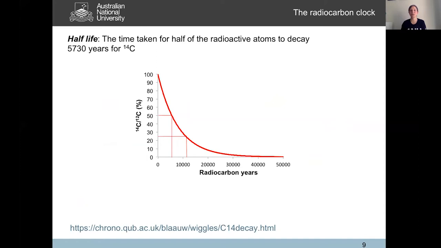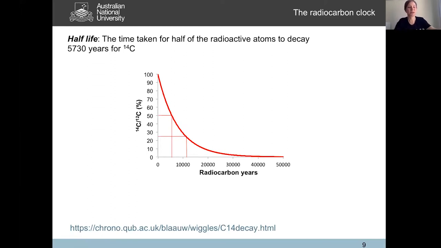And for radiocarbon, this is 5,730 years. So you can see after just under 6,000 years, 50% of the carbon-14 atoms in a sample have decayed. And then after just under 12,000 years, we're down to 25%.